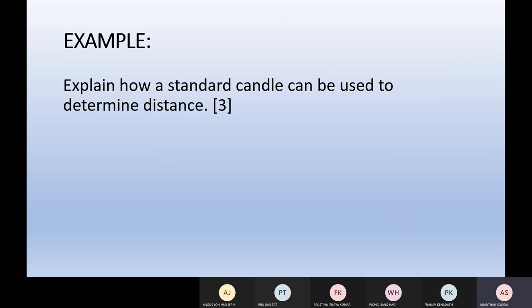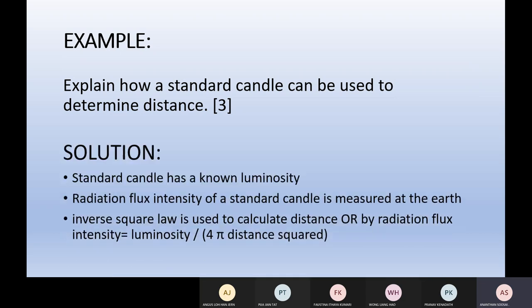Yes. Another one. Explain how a standard candle can be used to determine the distance of a star. So what are the steps you do? First, you find the luminosity of the standard candle, either a Cepheid star or a supernova. After you get the luminosity, you find the flux intensity received by the Earth from that star. Then use the inverse square law to get your answer. This is what should be in your mind.